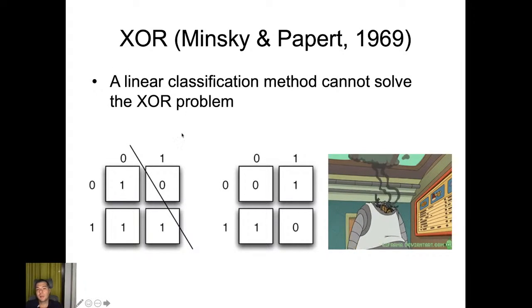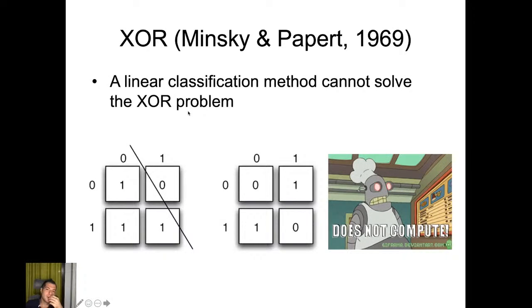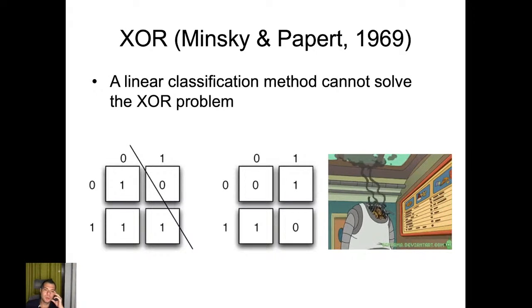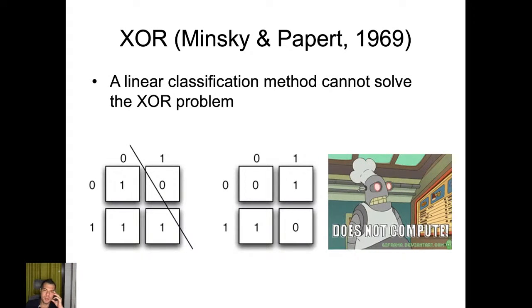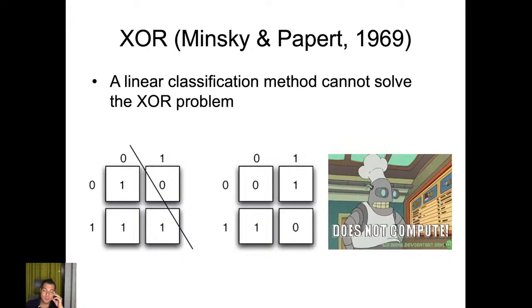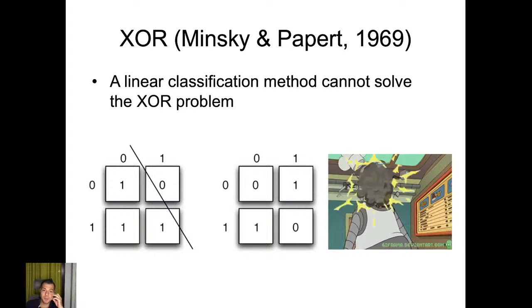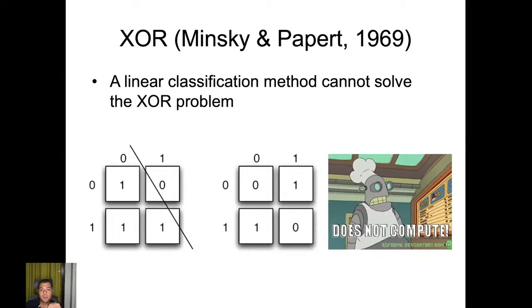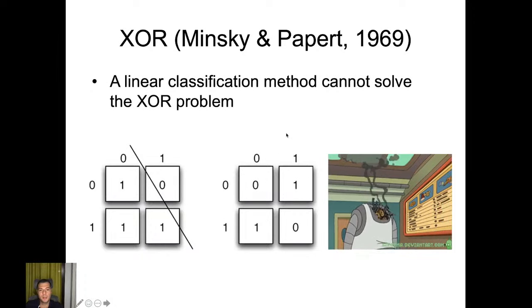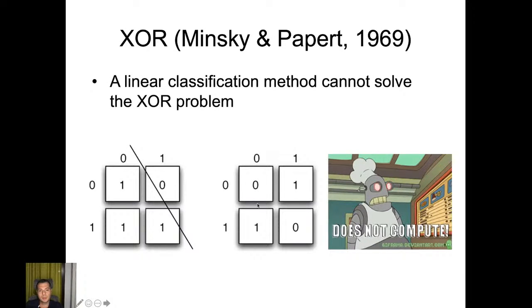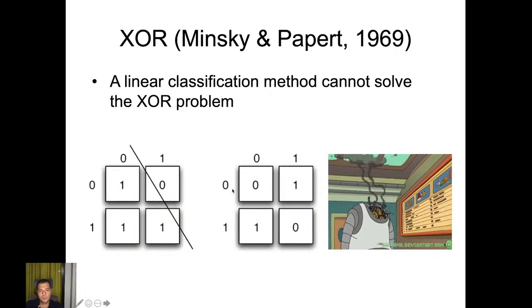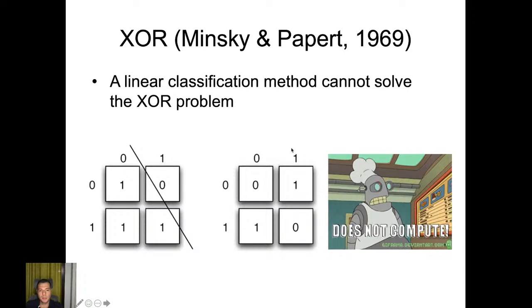So for example, if you have the OR problem, the logical OR or the logical AND problem, you will be able to classify the respective points with a line. But if you have this configuration with the XOR problem, no matter how you try to draw the line here, you will not be able to separate the points labeled with 1 on one side and those with 0 on the other side.